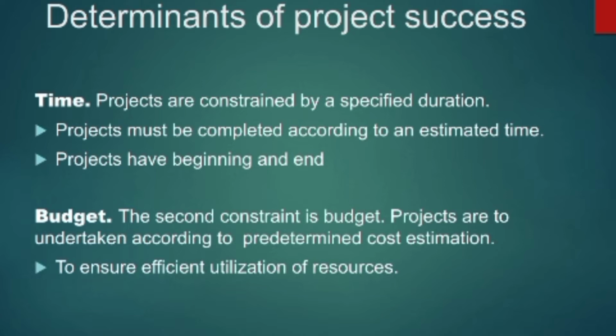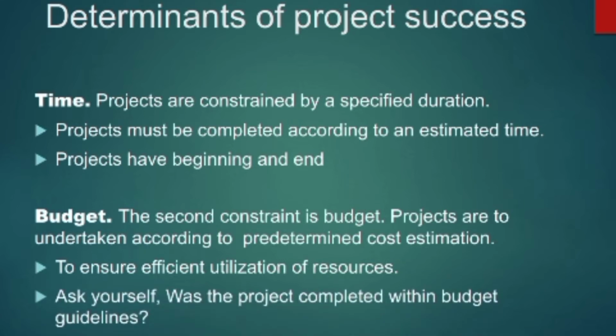To ensure that this is realized, there should be an efficient utilization of resources. So you don't bring in more people when the activity to be performed requires fewer people, and you don't bring in fewer people when the activities require more people. It will delay the work. So efficient utilization of resources will make sure that cost will be within its boundary and time will also be within its boundary. As a project manager, you ask yourself, was the project completed within budget? If yes, then the project is successful in terms of budget.